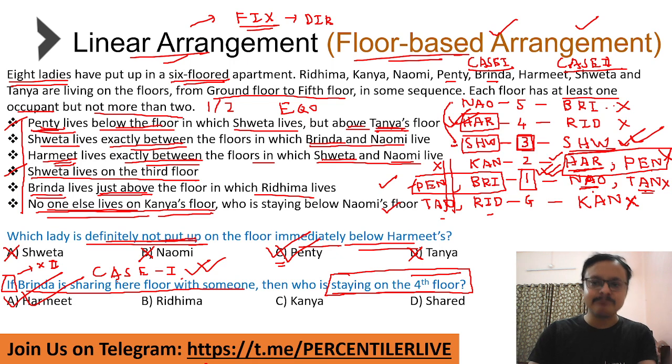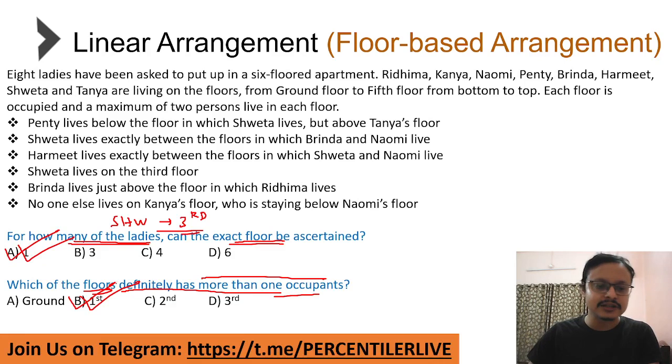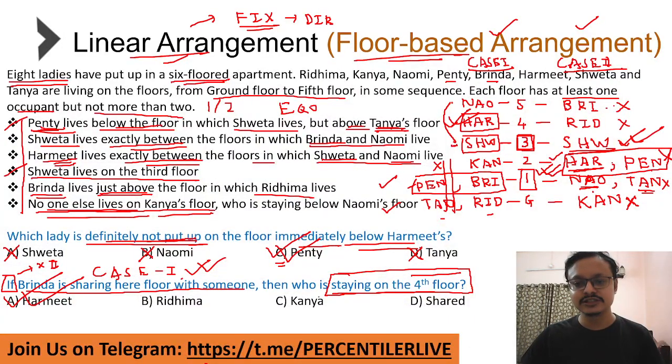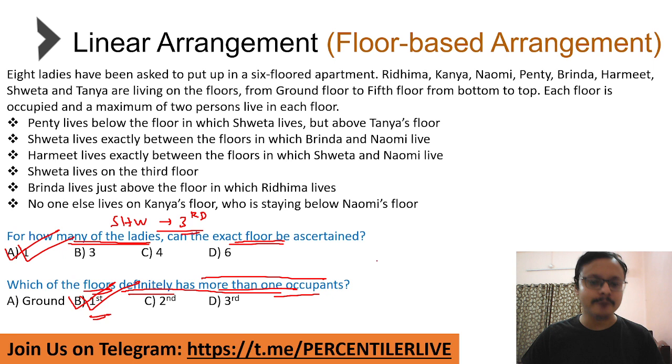एक case में it is Penty and Brinda. In the other case it is Naomi and Tanya. But that doesn't matter. What matters is first floor में हमेशा you have more than one occupant. For a ground floor and second floor, it is holding true in one case. It is not holding true in the other case. But जैसे the question पूछ रहा है definitely has, it means in all possible cases you must be having more than one occupant. And as you can see, that is holding true only for the first floor. Hence the answer is option B, that is first.